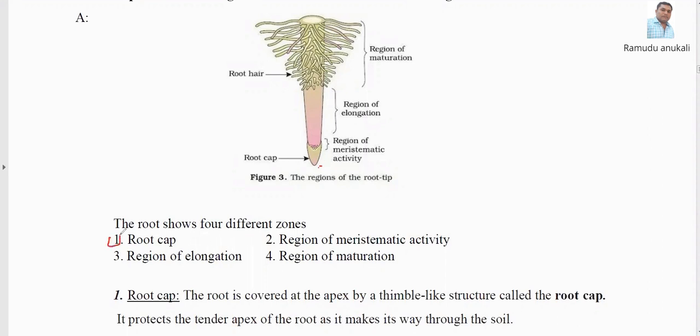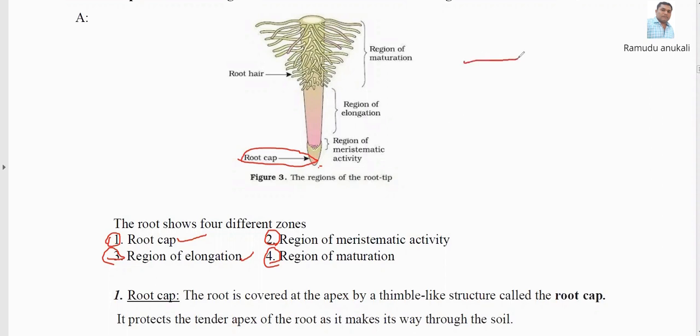Number 1 is the root cap. Number 2 is the region of meristematic activity. Number 3 is the region of elongation. Number 4 is the region of maturation. So from the terminal part of the root, the first part is the root cap.